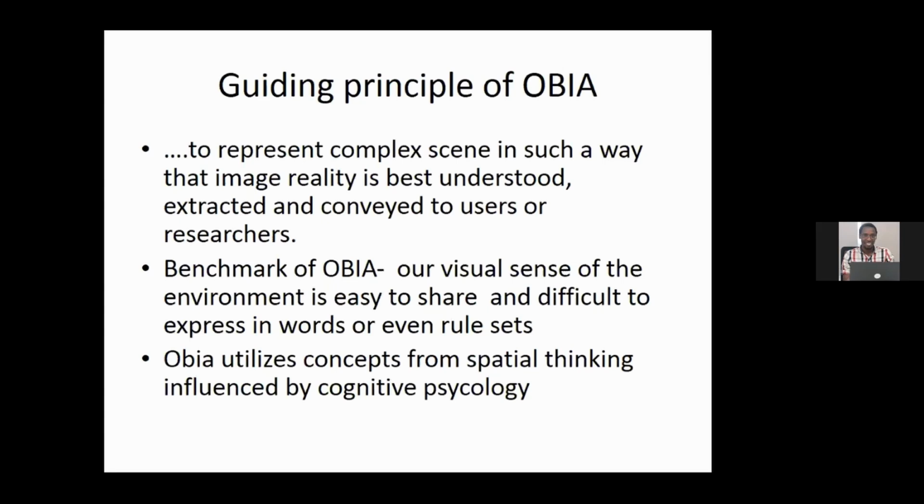So OBIA utilizes concepts from spatial thinking and is influenced by cognitive psychology. When you do this classification, you realize that at first it becomes a little bit tricky, because you don't only use the pixel values, but there are other factors that you consider. And maybe if I'm given another time, I could express these kinds of things.